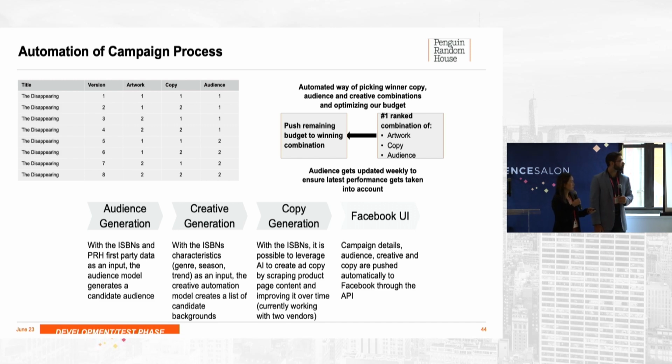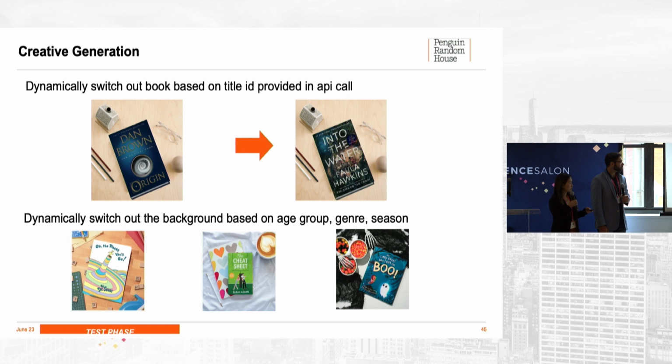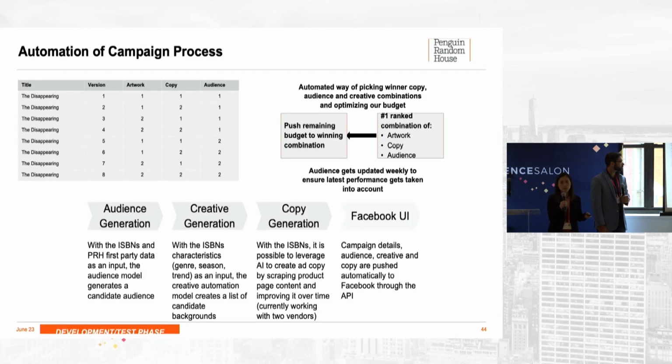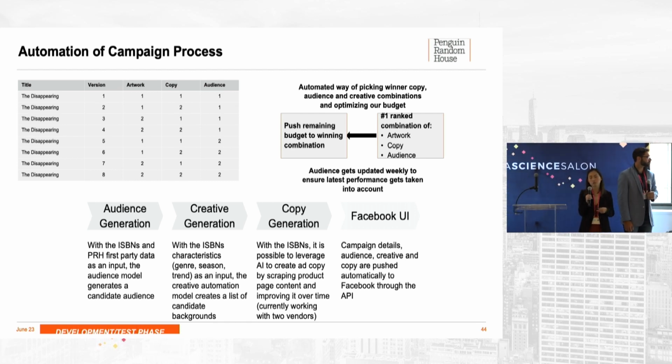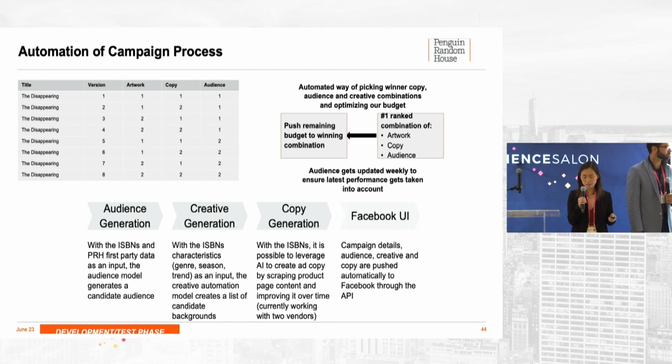We're going to focus a little bit more on creative generation and copy generation today, but just to touch lightly on the audience generation piece: we're using our PRH.com first-party data and essentially building a recommendation model that then creates a candidate audience for us to upload into the Facebook UI. And then finally, the Facebook UI code basically takes all of that information and parses it through to the API automatically.